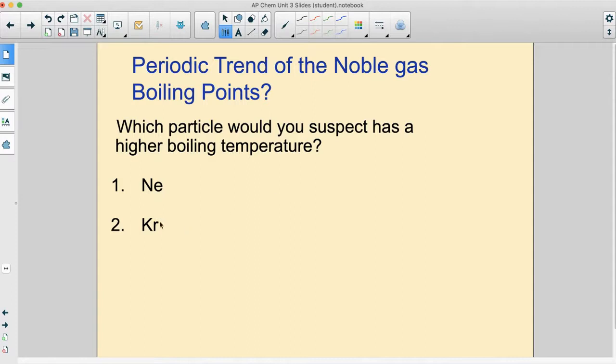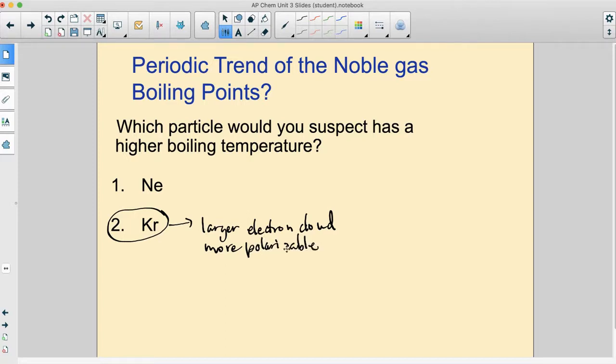So in terms of these two noble gases, we'd expect krypton to have the higher boiling temperature because it has a squishier, larger electron cloud. If we take a look at the periodic table, krypton is in period 4 and neon is in period 2. So many more electrons, more shells. It's going to be more polarizable, more squishy, which means that it has a higher boiling temperature.